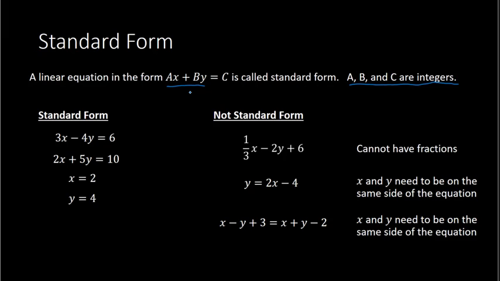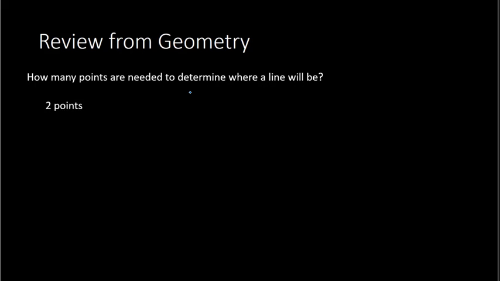Now, working some more with these linear equations, we need a little review from geometry. If you're trying to graph a line, how many points are needed to determine where a line will go? Well, the answer is going to be 2. We need 2 points to determine where a line will go.